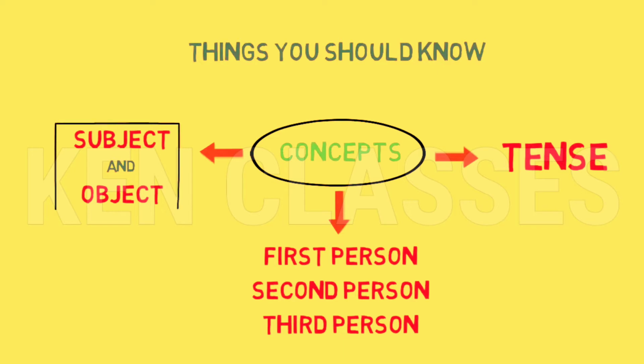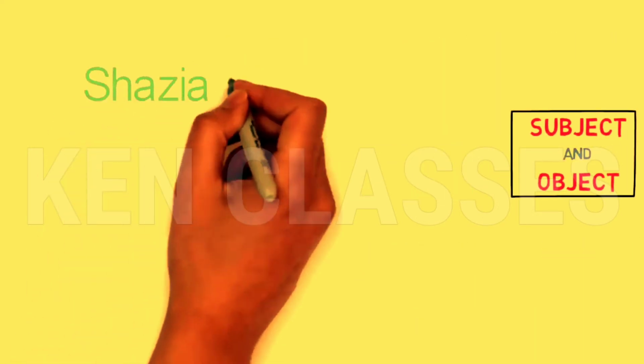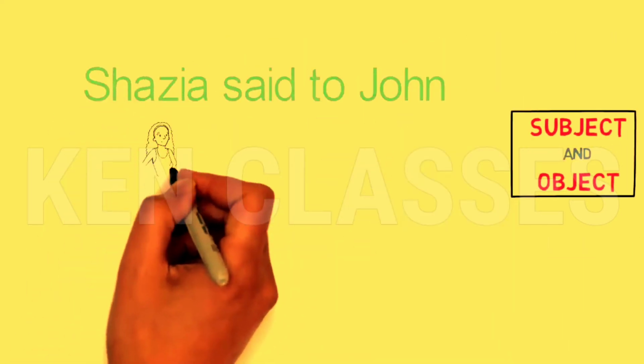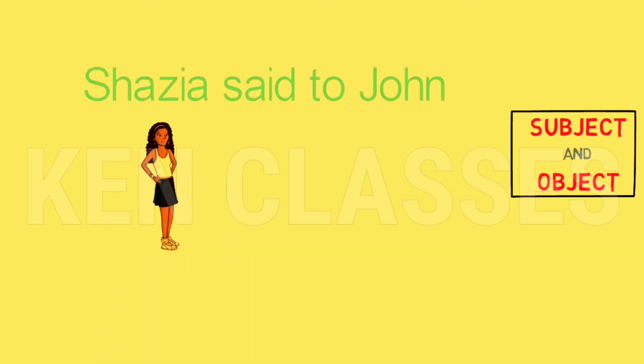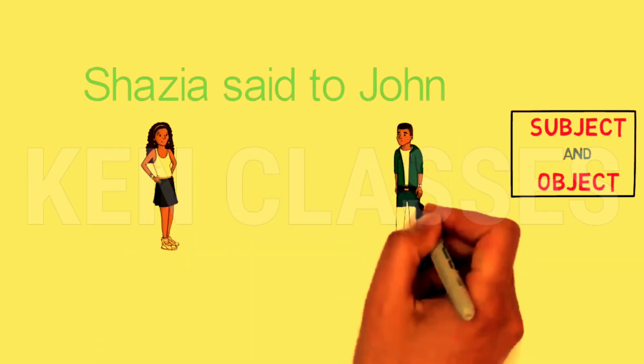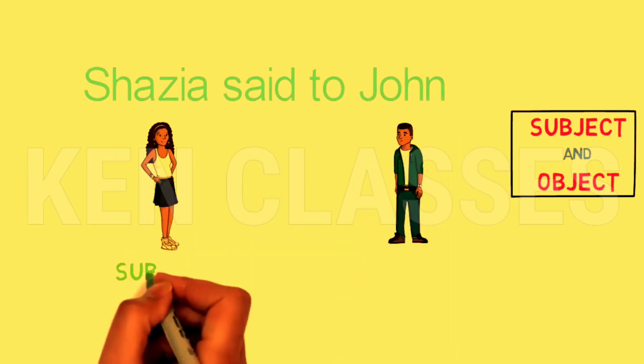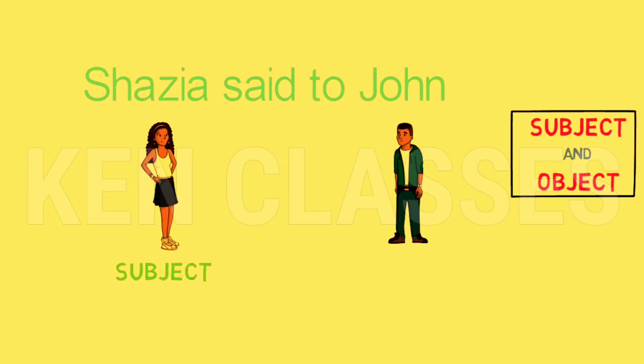So what are the subject and object in a sentence? We will understand it with an example. In the sentence, Sazia said to John, Sazia is the person doing the action and John is the person receiving the action. The person doing the action is the subject and the person at the receiving end is the object. Please keep that in mind.